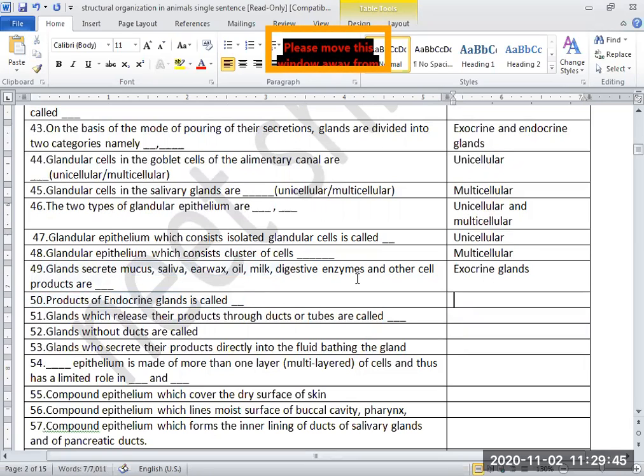Next, question number 50. Products of endocrine glands are called hormones. Question number 51. Glands which release their products through ducts or tubes are called.